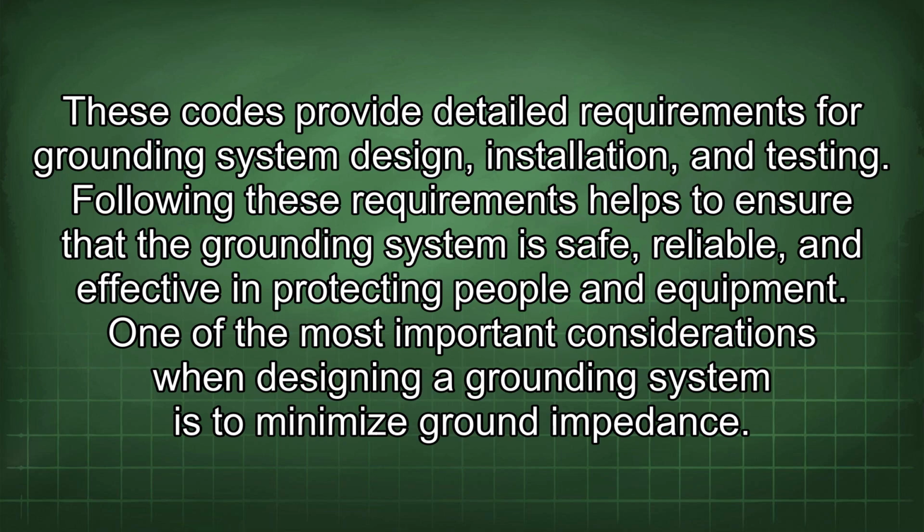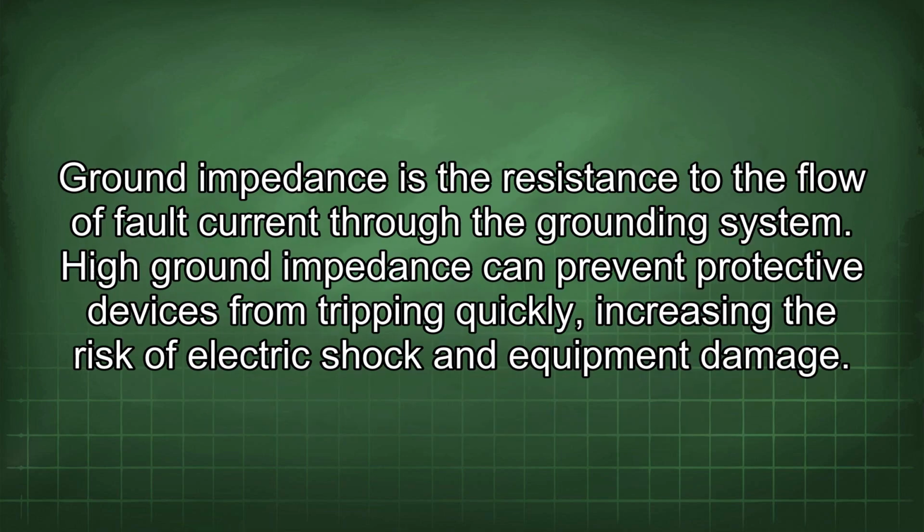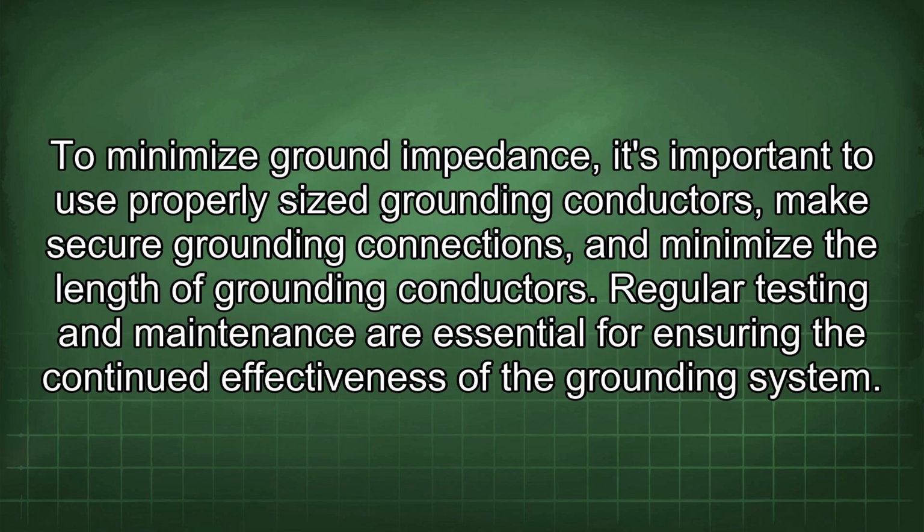One of the most important considerations when designing a grounding system is to minimize ground impedance. Ground impedance is the resistance to the flow of fault current through the grounding system. High ground impedance can prevent protective devices from tripping quickly, increasing the risk of electric shock and equipment damage. To minimize ground impedance, it's important to use properly sized grounding conductors, make secure grounding connections, and minimize the length of grounding conductors.